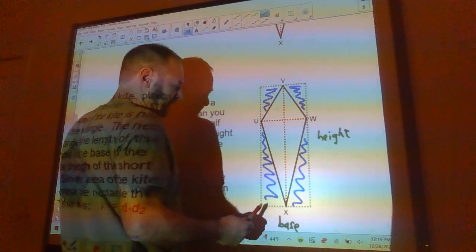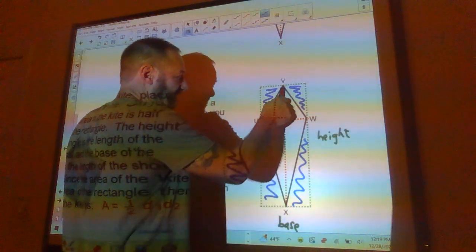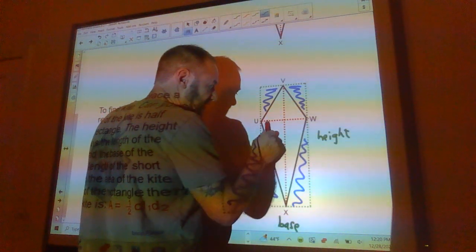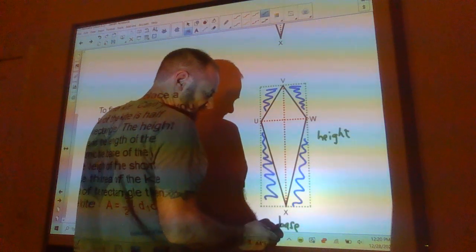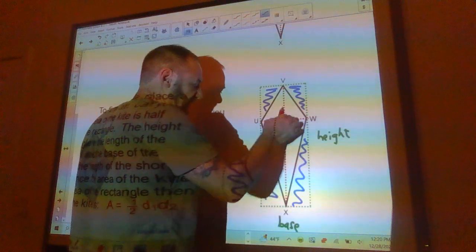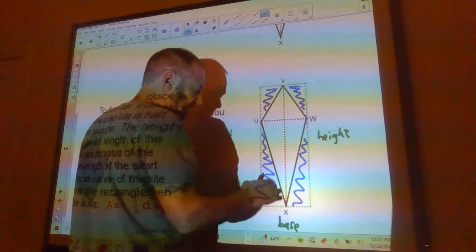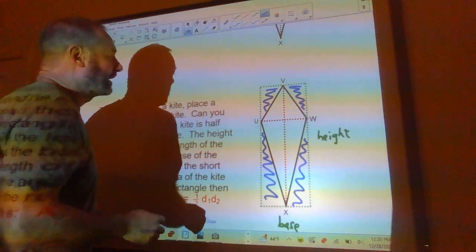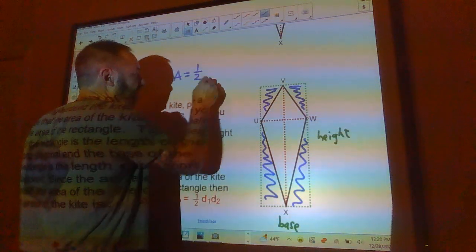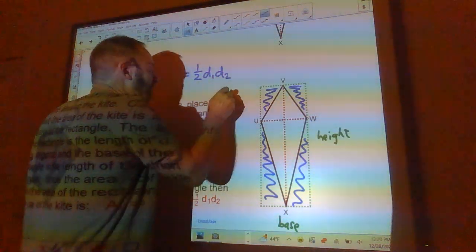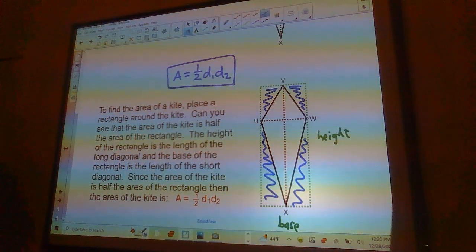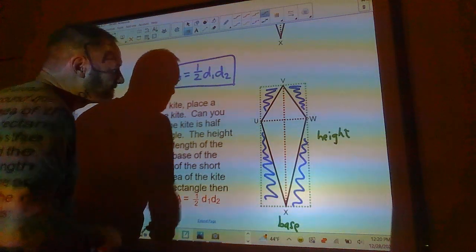Okay, now here's the thing. A kite doesn't have a base, but it does have a diagonal. This distance across here, we call this diagonal 1, is the same as what the base would be, and this diagonal here, which we'll call diagonal 2, is the same as this over here, which would be the height. Okay, so I'm going to come up with a formula. Area is going to be half of diagonal 1 times diagonal 2. Pretty easy.